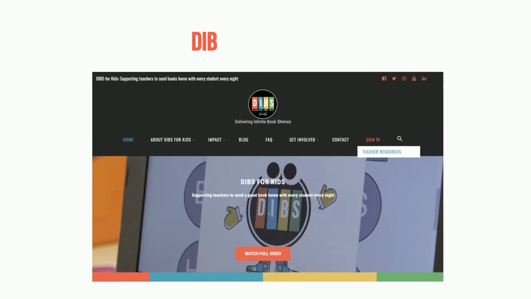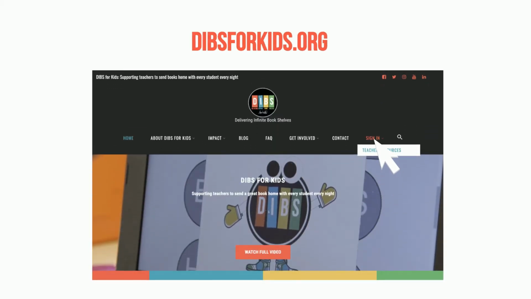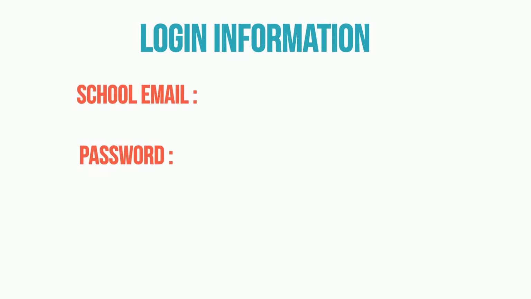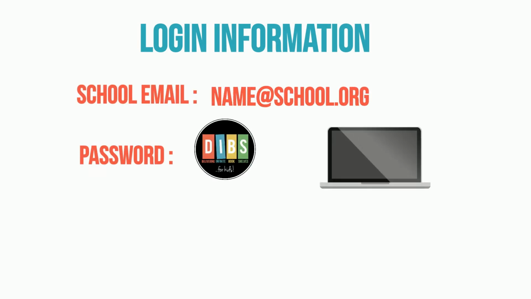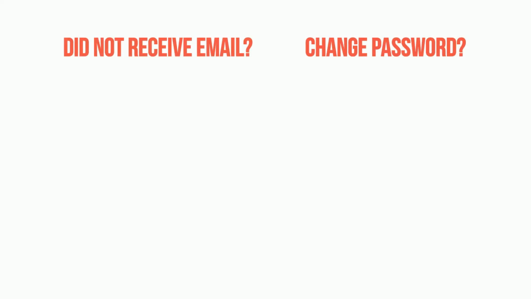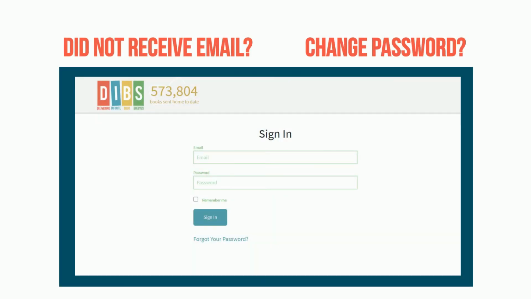To get started with DIBS, go to dibsforkids.org and click Sign In the top right corner. At this point, it is important that you have your DIBS login information. This will be your school email and the password you were sent from DIBS via email. If you did not receive an email with your password, or if you ever want to change your password, simply click on the Forgot Your Password link on this page.